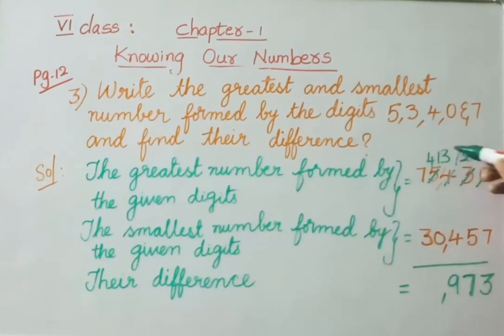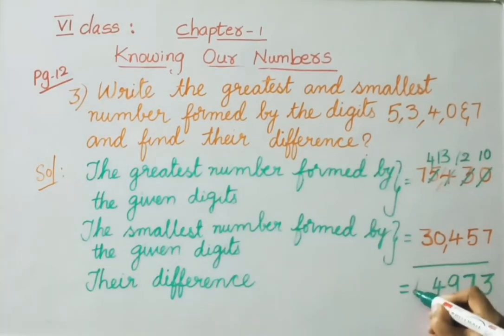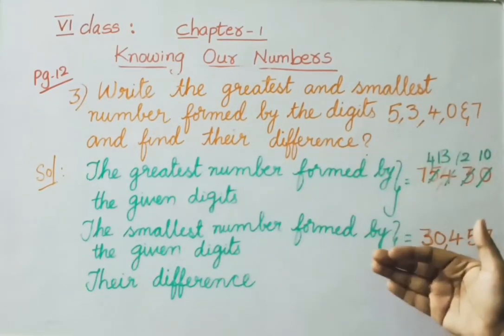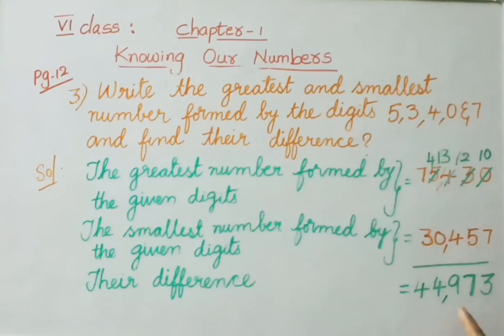So 4 minus 0, 4. 7 minus 3, we got 4. So therefore the difference between the greatest number and the smallest number formed by the given digits is 44,973.